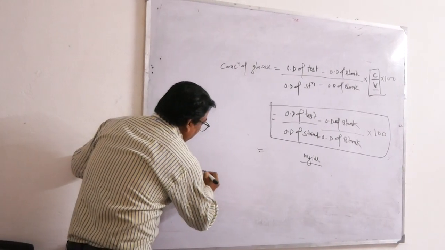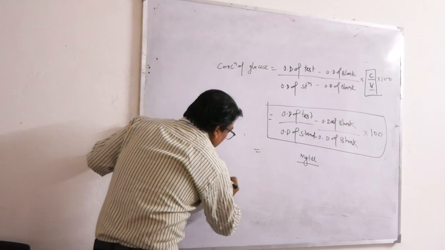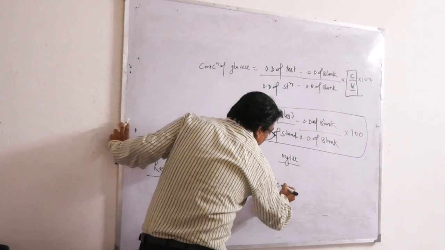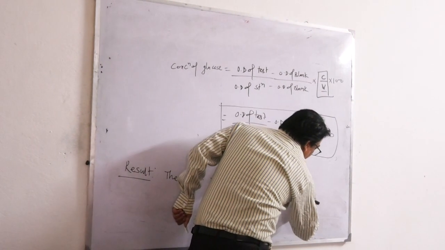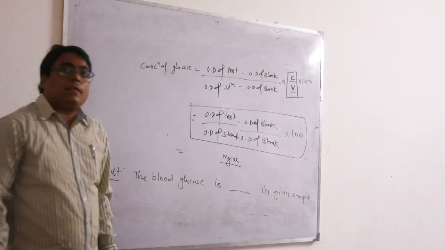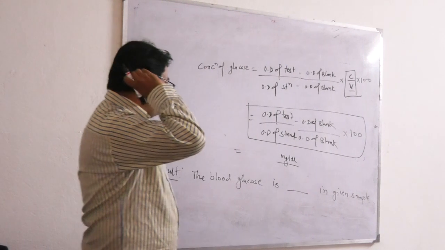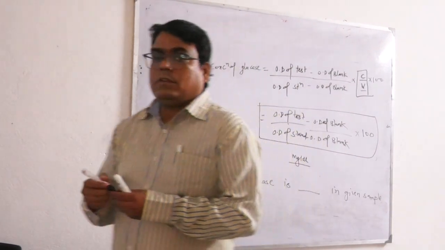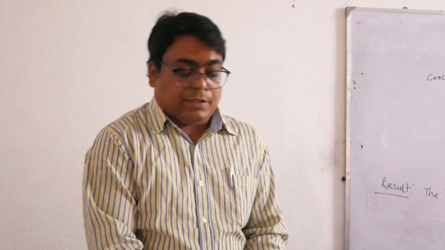This is the result, and here you will write the blood glucose is so much in the given sample. Okay. Now write it. Clinical interpretation.